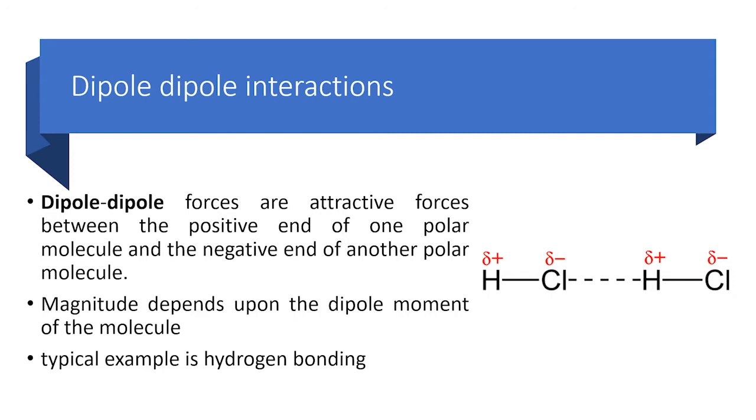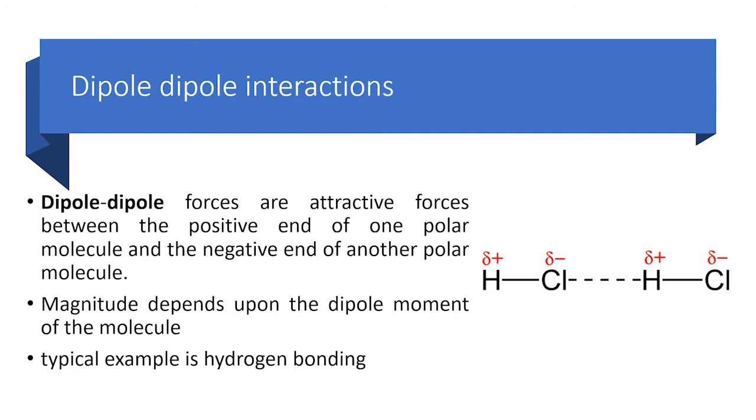The second type is dipole-dipole interaction. These dipole-dipole forces are attractive forces between the positive end of one polar molecule and the negative end of another polar molecule. We can take the typical example of hydrogen bonding. That is the best example for a dipole-dipole interaction. We know a hydrogen bond is formed by the attraction between hydrogen of one molecule and an electronegative element of another molecule or even the same molecule.